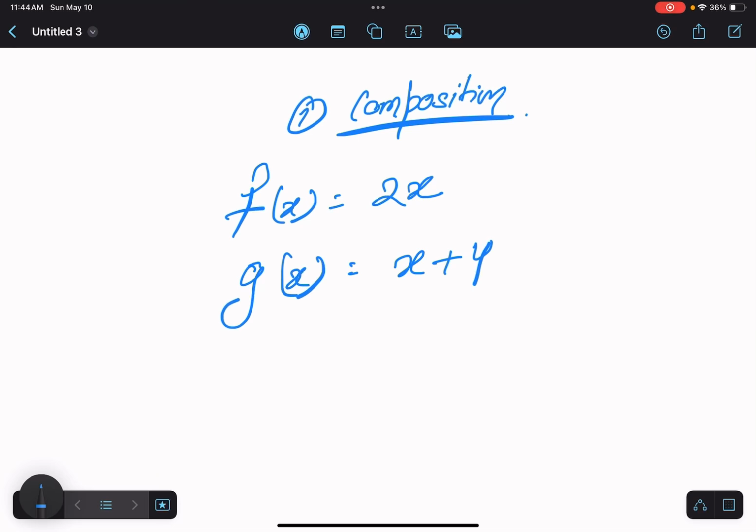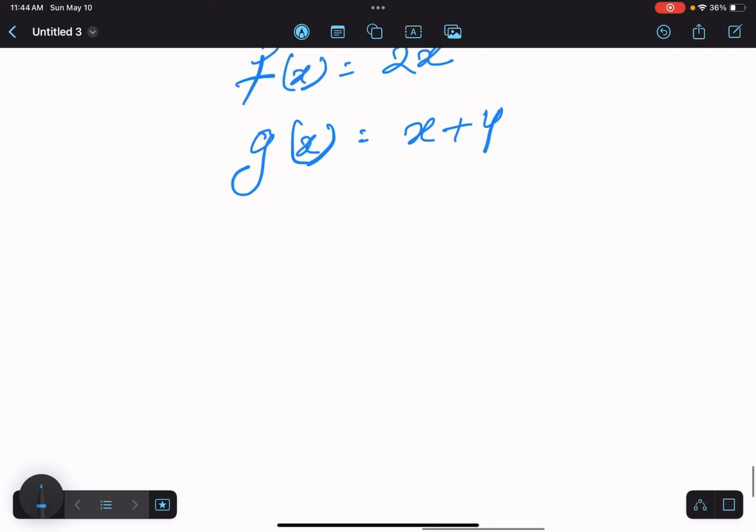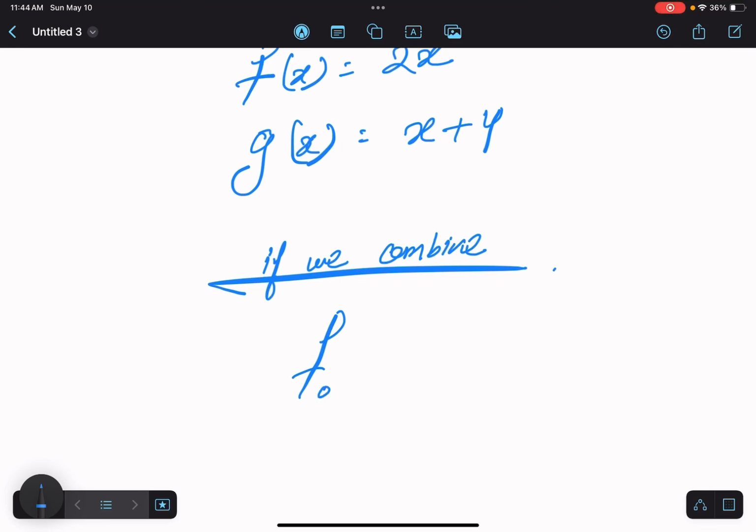So I would like to teach this concept with some example. Always remember, if we combine these two, how do we write? Function f in g(x), or this could be function g upon f(x). Both of these are different. That means f of g or g of f. This is how we read it.